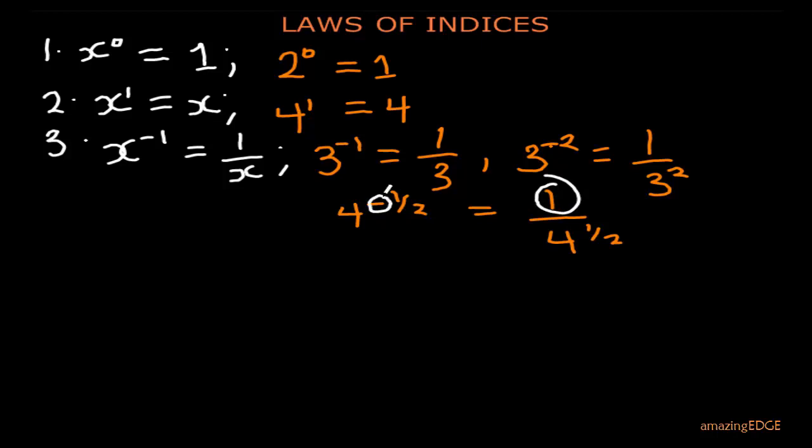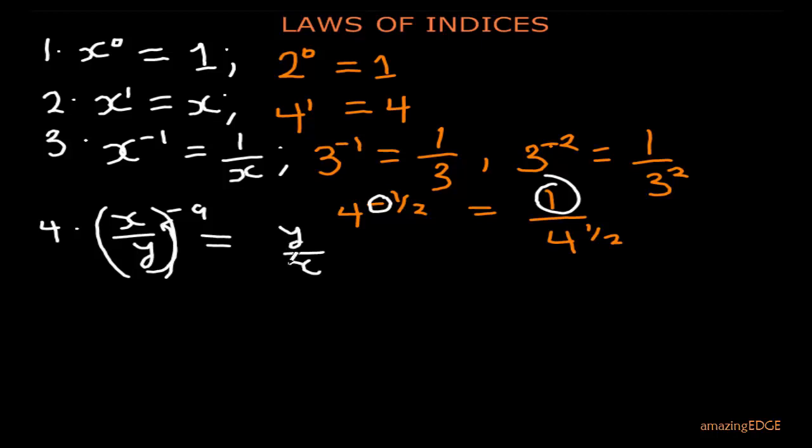So we look at number 4, another law. For instance, we have x divided by y all raised to power minus a. When we have something like this, we simply invert. We interchange y and x. So I will now have y over x. Now this minus we have here will go, so this becomes raised to power a.